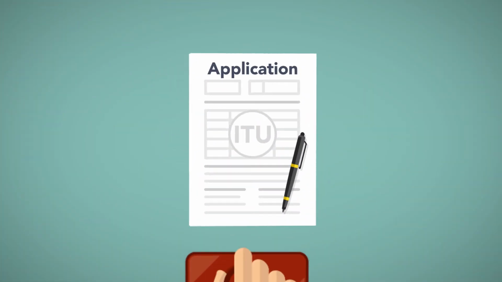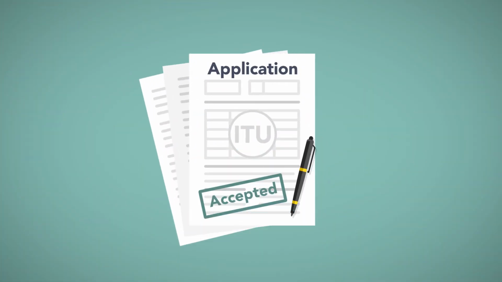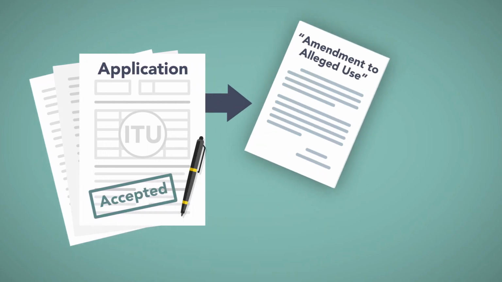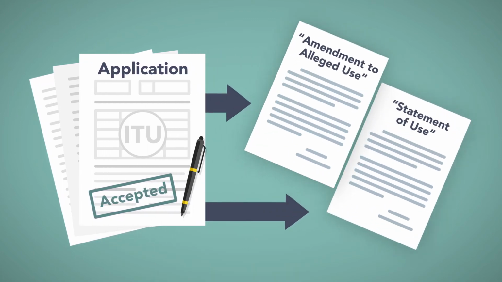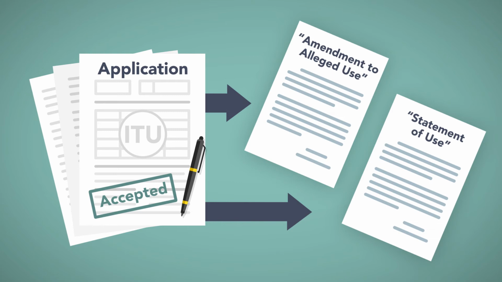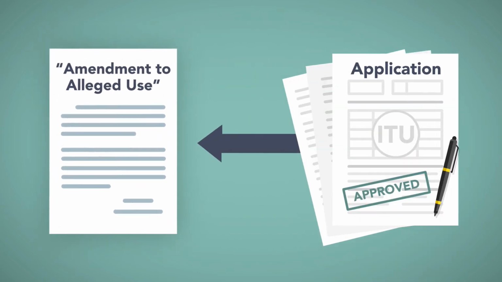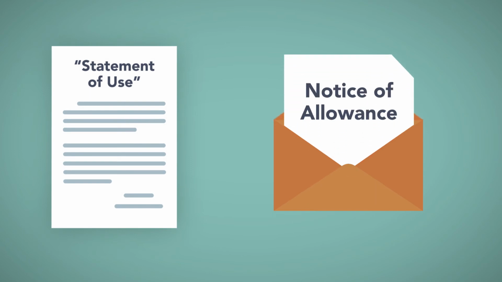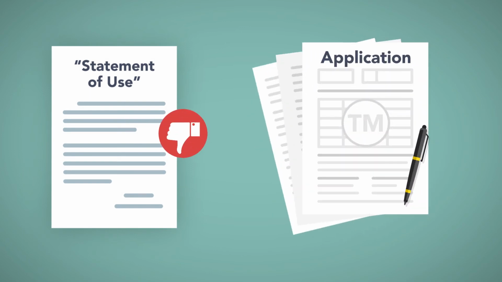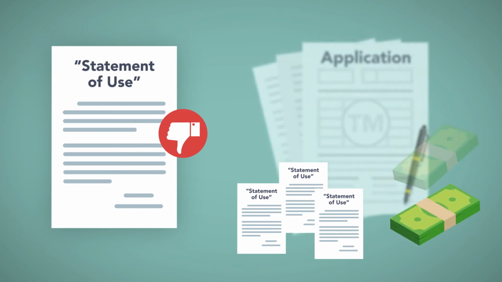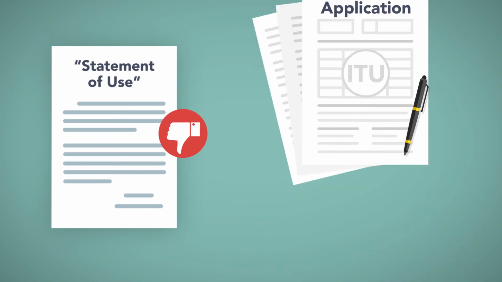After an ITU application is accepted, the applicant must follow up with either an amendment to alleged use or a statement of use. The amendment can be filed before the application has been approved for publication. The statement of use is filed once a notice of allowance has been issued. Failure to file a statement of use before the deadline will cause the trademark application to be abandoned, after which the only options would be to revive the application through more filings and fees, or by starting over with a new filing.